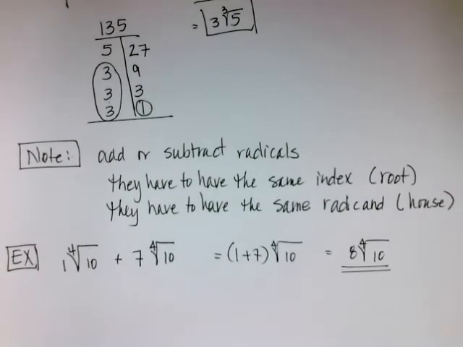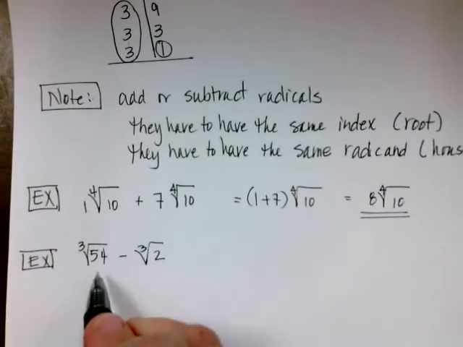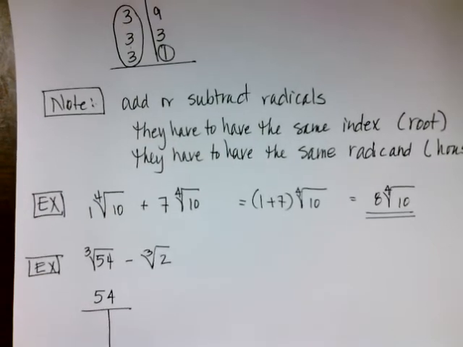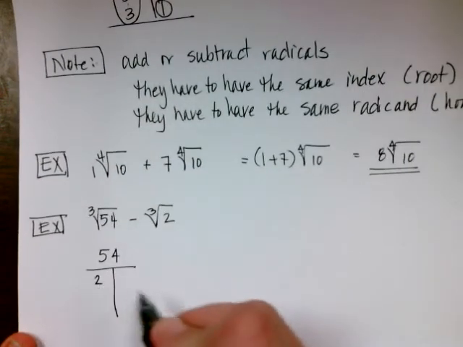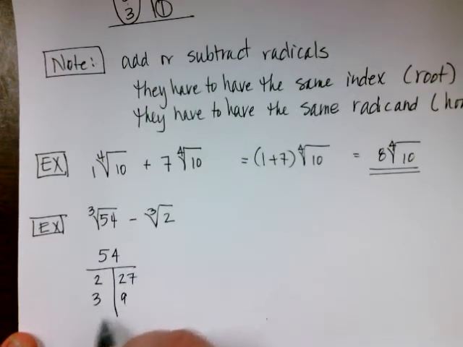All right, let's do another one of these. Okay, my next example, I'm going to have the third root of 54 minus the third root of 2. But notice I actually can't do this yet because the 54 and the 2 don't match. So what I'm going to have to do is reduce the 54. So I'm going to reduce it with a factor tree because I need things to be in simplest radical form. I'm going to start by dividing by 2. 2 goes into 54 27 times, and then 3 goes into that 9, 3 goes into 9, 3 goes into 3, 1.